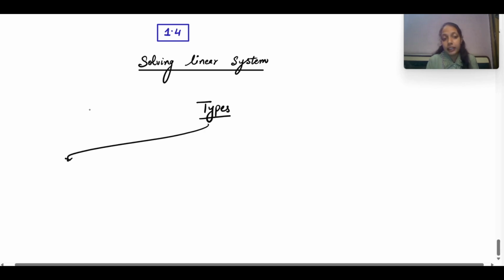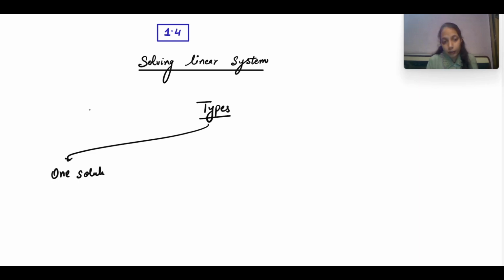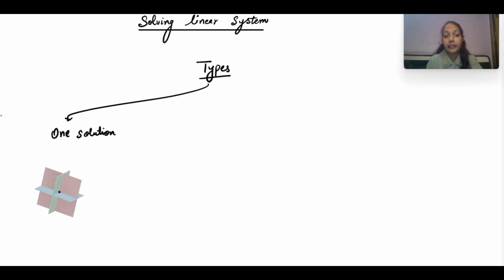The first type is a unique solution, or one solution. One solution looks like this, because we are working with three variables x, y, z and three equations. What does it mean? It means we have three planes. If three planes intersect at one point, that point is the solution. Let's see how the planes look. This is where three planes intersect. They are intersecting at one point, so the system has a unique solution, or one solution.